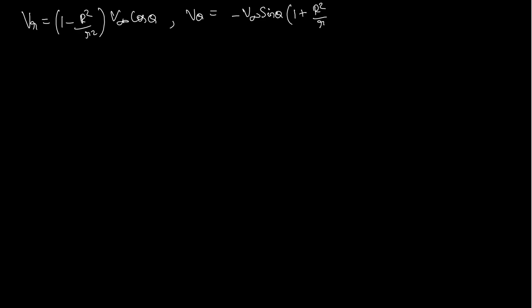So we'll try to get the Vr, which turns out to be 1 minus R squared by r squared times V infinity cos theta, and our V theta comes out to be minus V infinity sin theta times 1 plus R squared by r squared minus gamma over 2 pi r. So this is what is our tangential velocity. You can clearly see that there is nothing here that looks symmetrical or has some uniformity in it. The equation says it itself.